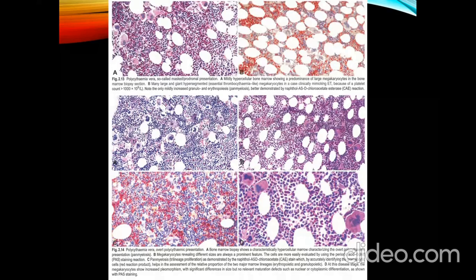panmyelosis, that is trilineage proliferation, and it is demonstrated by the naphthol ASD chloroacetate esterase, that is CAE stain, which accurately identifies the granulocytic cells, indicated by the red areas here. It helps in assessment of the relative proportion of the two major lineages, erythropoietic and granulopoietic. At this disease stage, the megakaryocytes show increased pleomorphism with significant differences in size, but no relevant maturation defects such as nuclear cytoplasmic differentiation are noted, as shown with PAS staining.